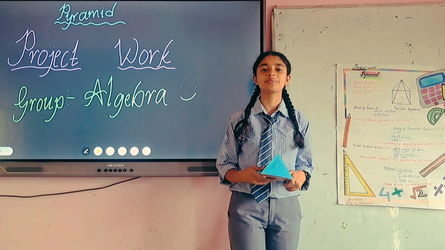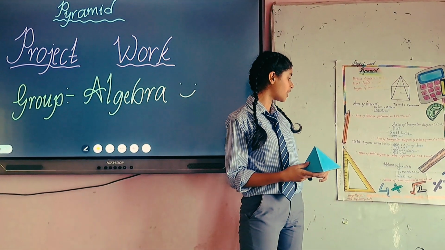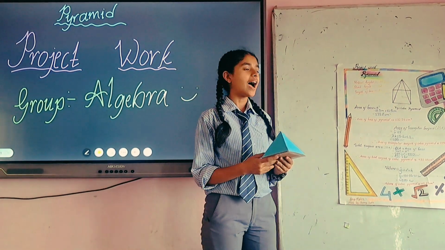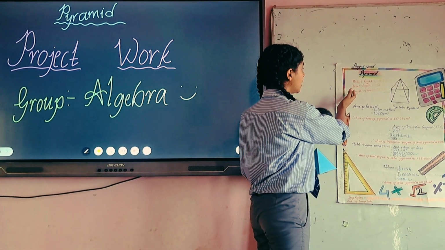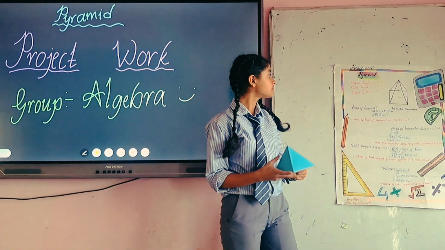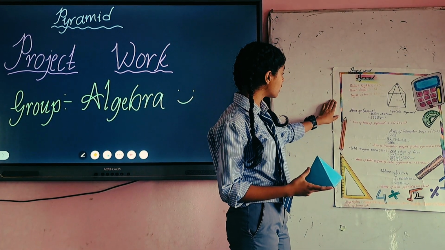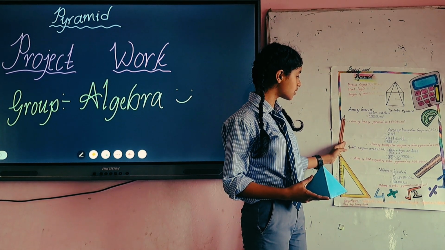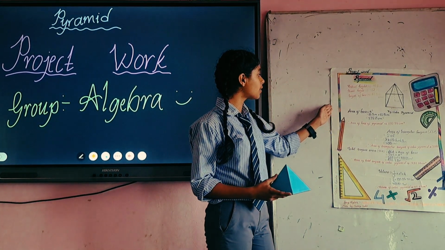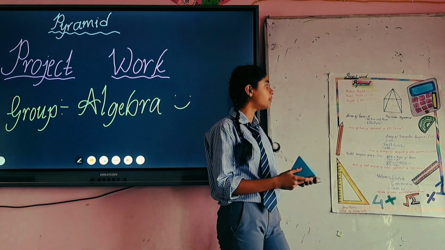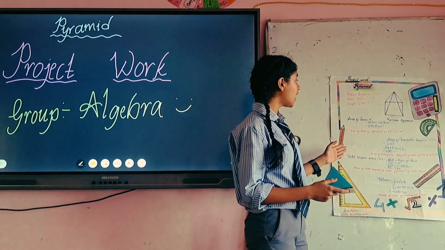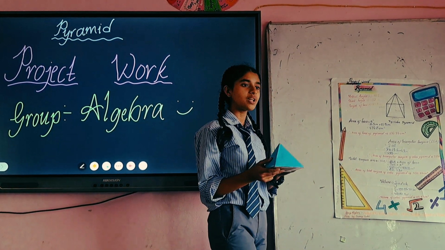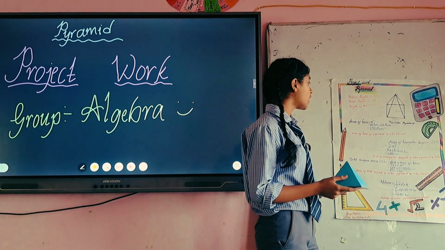Today I am presenting the project of pyramid from our group Algebra, and this is the three-dimensional figure of the pyramid. I measured the vertical length, slant height, and length of the base of this pyramid, and took out the area of base, area of triangular surface, total surface area, and volume. To take out the area of base, we have to multiply the base two times, which is denoted by A, and the formula is A square, and the total area of base of this pyramid is 132.25 cm square.